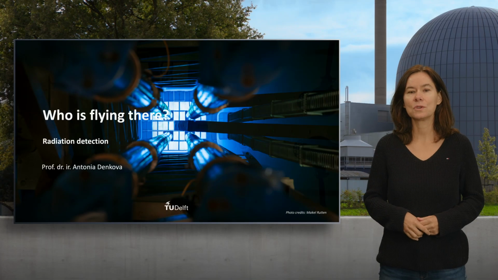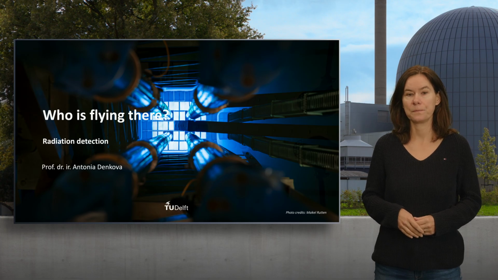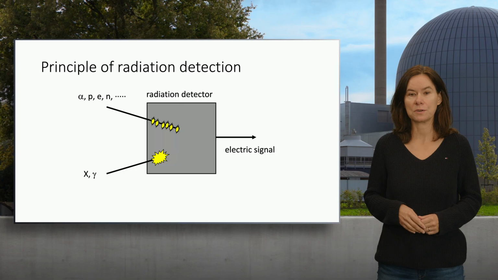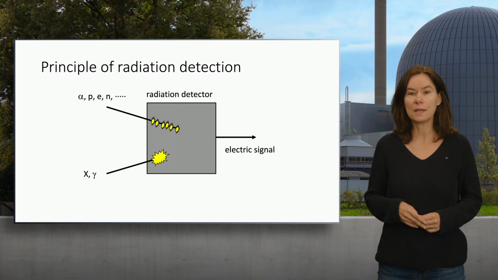In the last lesson, we talked about the interaction of radiation with matter, and today we will learn how we can detect this radiation. Put simply, radiation detection works by converting the interactions of radiation with matter into an electric signal that we can measure. Different types of radiation require different kinds of detectors.